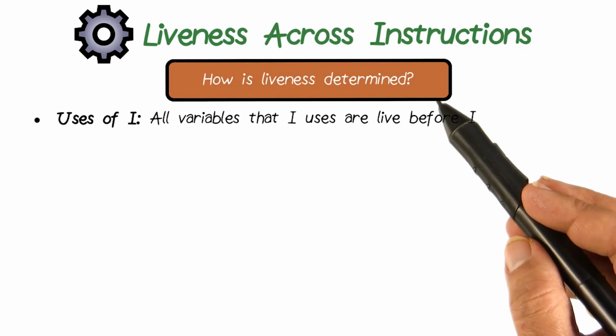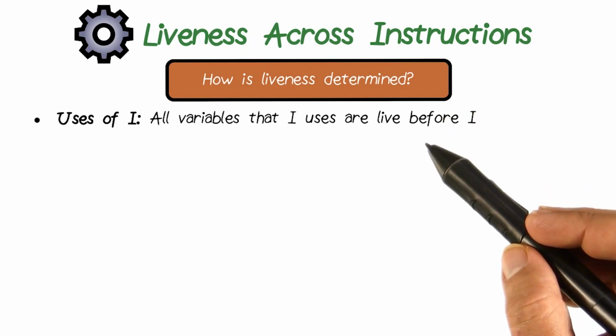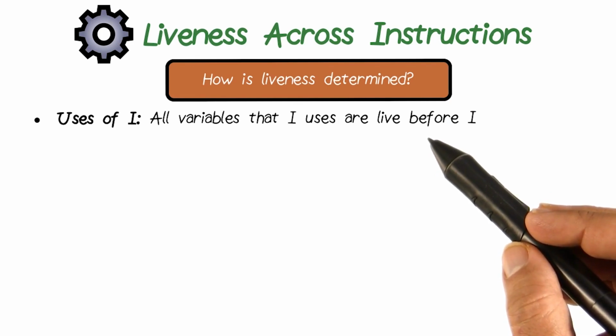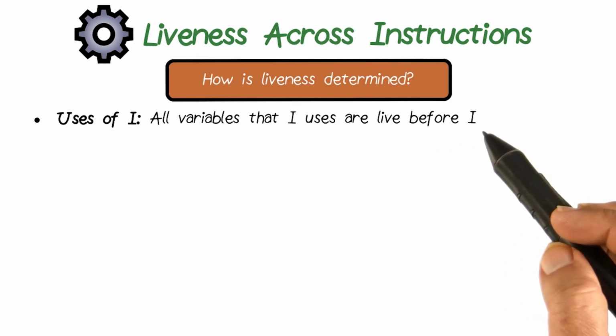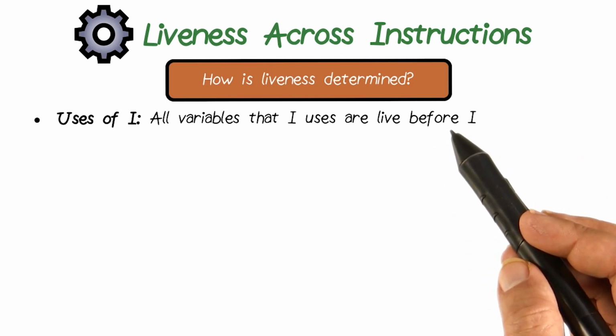So let's see how we generalize this particular computation that we just looked at in terms of computing liveness across instructions. First, we compute what is called the use set of I. All the variables that are used in the instruction I are live before I, because the answer to the question, is there a use of this variable down from here, becomes yes because of the uses in I.